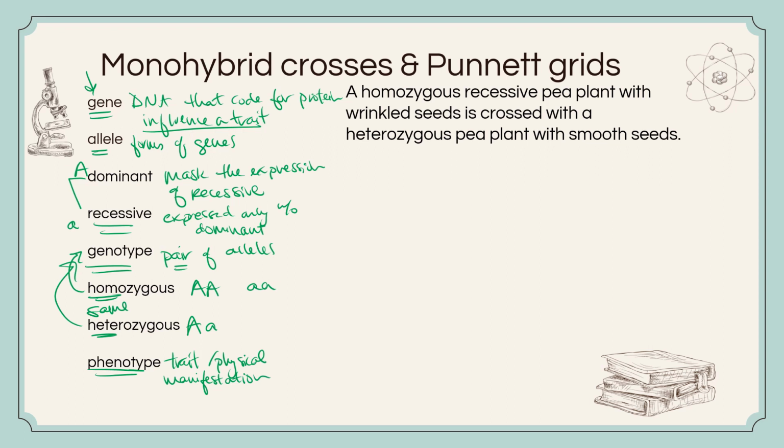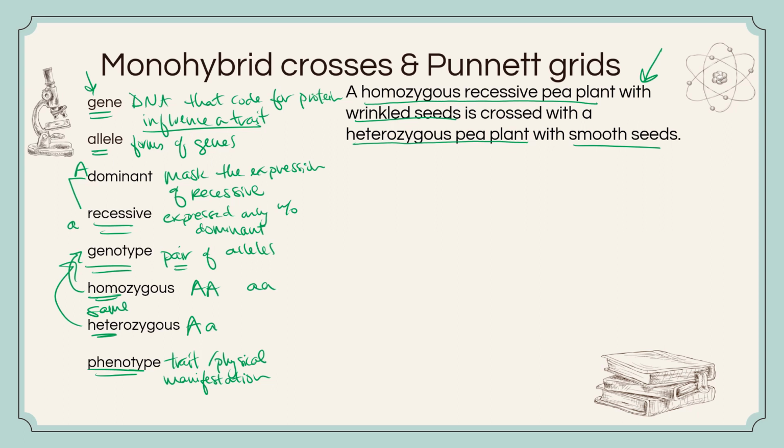All right, so let's use all of those words to do this amazing question about Punnett grids. Let's say that we are doing some work with Mendel and we want to think about a homozygous recessive pea plant that has wrinkled seeds crossed with a heterozygous pea plant that has smooth seeds.